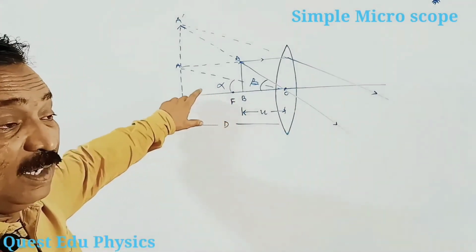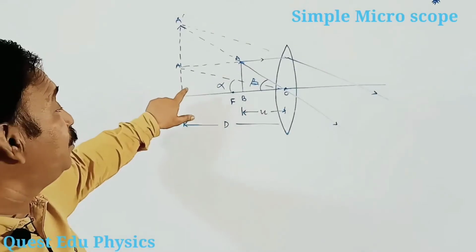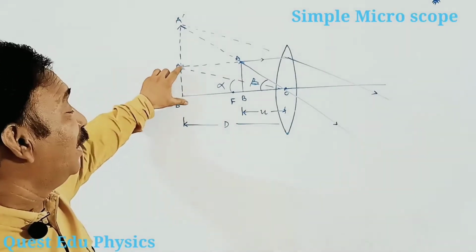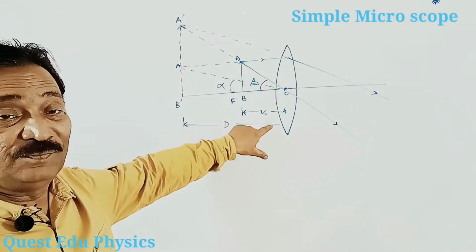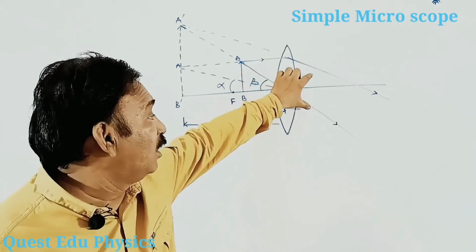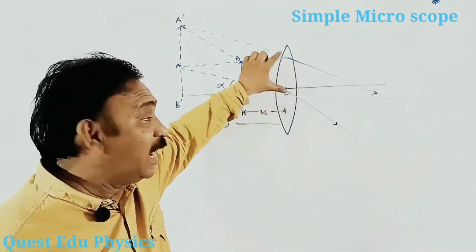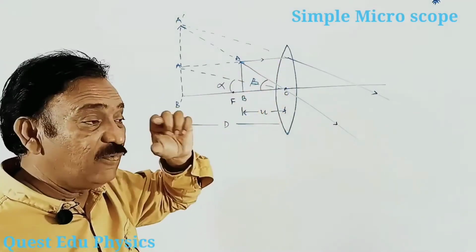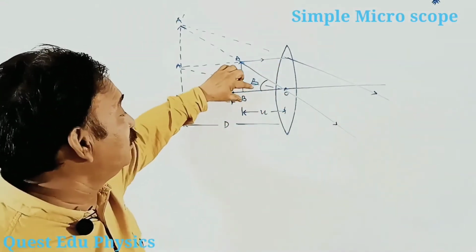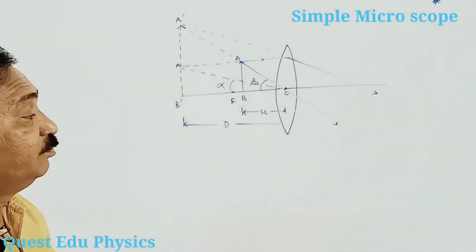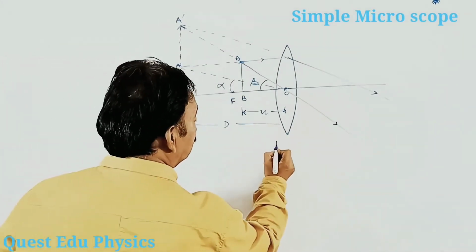What I said, it is the visual angle or angle subtended by the object when it is kept at the least distance of distinct vision. First we see the object without this lens. Here the eye is very close. Then after that we kept the lens in front of the eye and we adjusted the distance of the object up to B. I hope you understood.